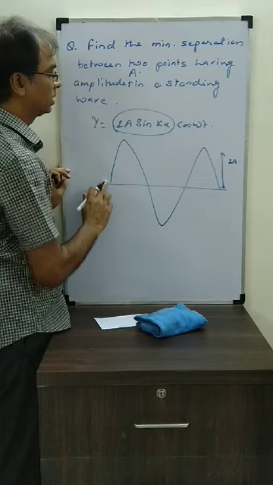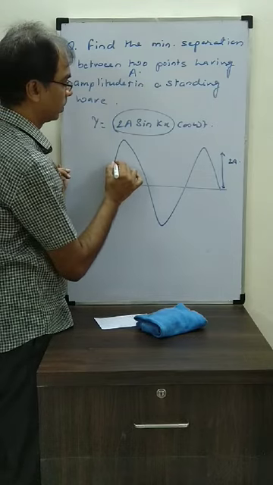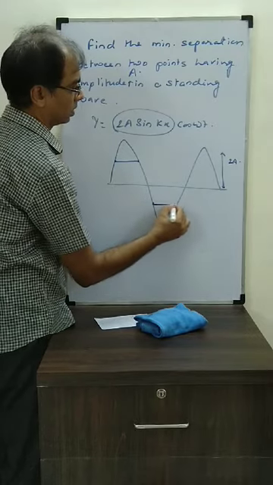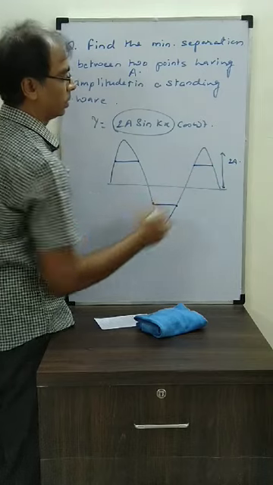Okay, and what is the question asking? Let's say A is somewhere here. Here also amplitude is A, here also amplitude is A, here also, here also, and here also amplitude is A.